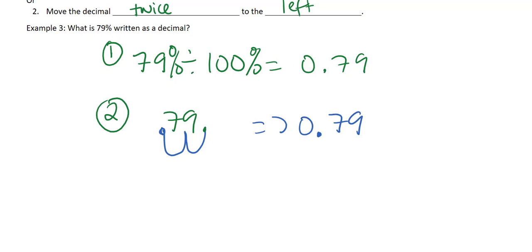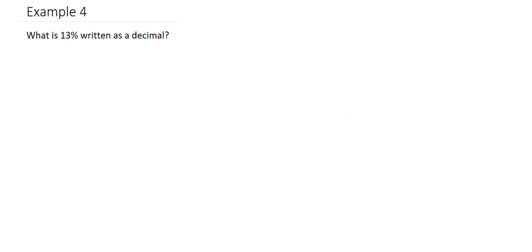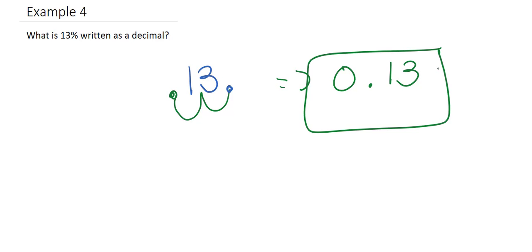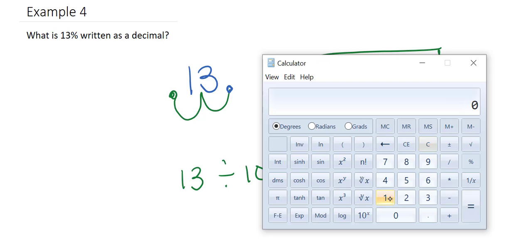Now let's go ahead and look at the last example. So example 4, what is 13% written as a decimal? We have 13%, that's where the decimal is. We move it to the left twice, we end up right there. So we get 0.13 as our answer. And you can also just put 0.13. Or we can go ahead and divide by 100, and we'd get to the same answer.